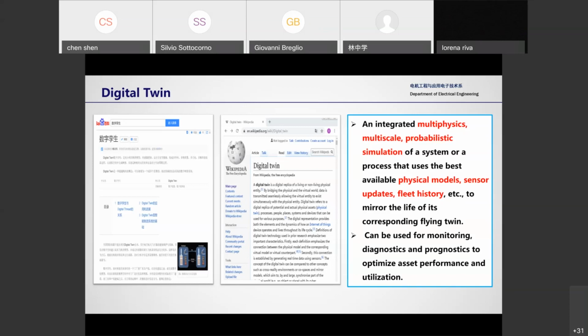The concept was publicly introduced by Dr. Michael Grieves in the year 2002. Dr. Grieves is a professor at the University of Michigan, who presented this idea at a Society of Manufacturing Engineers conference in Troy, Michigan.